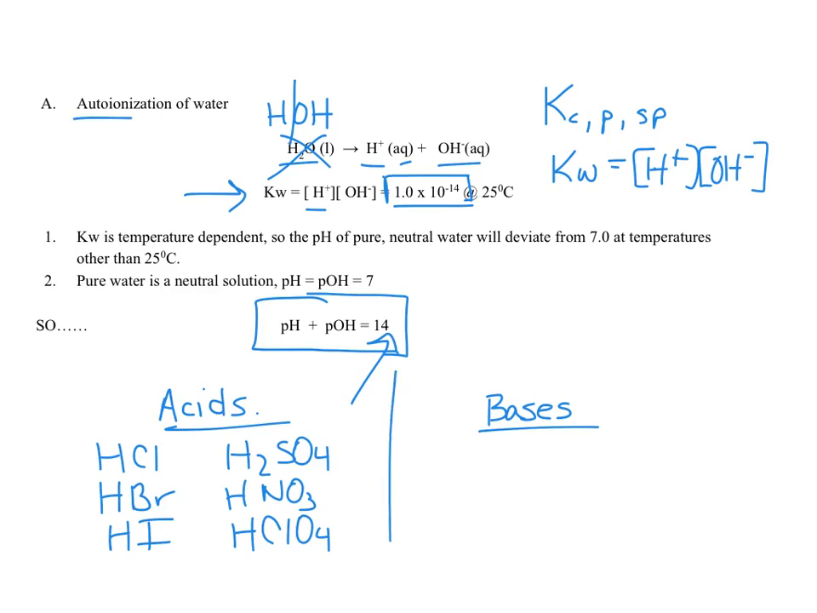For our strong bases, we have our group 1 hydroxides, and most of our group 2 hydroxides, that would be beryllium, magnesium, calcium hydroxides.